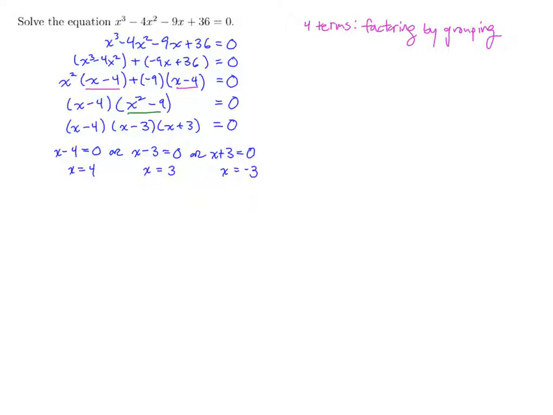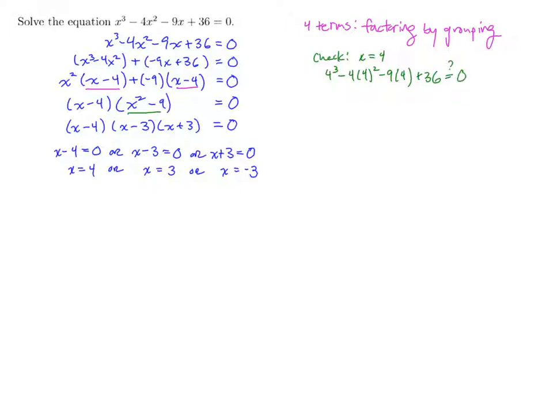At this point, I have 3 proposed solutions. So I'm going to check each of those solutions. I'll first check x equals 4. And in general, I want to check into the original equation to make sure that I haven't made any arithmetic errors along the way. So putting 4 in for x in that original equation, I'll be checking, does 4 cubed minus 4 times 4 squared minus 9 times 4 plus 36 equal 0? And so I'll put a question mark over that equal sign.